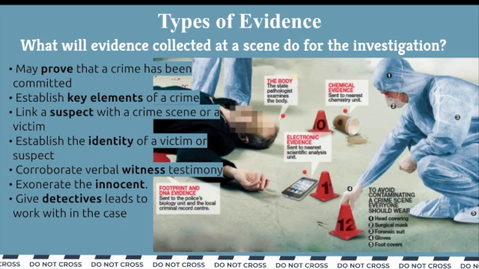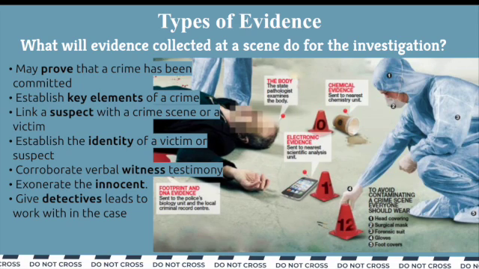Corroborate verbal evidence testimony, meaning the witness says he was carrying a coffee cup, and then you find the spilled coffee cup at the scene. That would corroborate the witness testimony. Exonerate the innocent means that it proves they didn't do it or that they were not there. And it also gives detectives leads to work the case and gives them ideas of where to go next for the next piece of information.